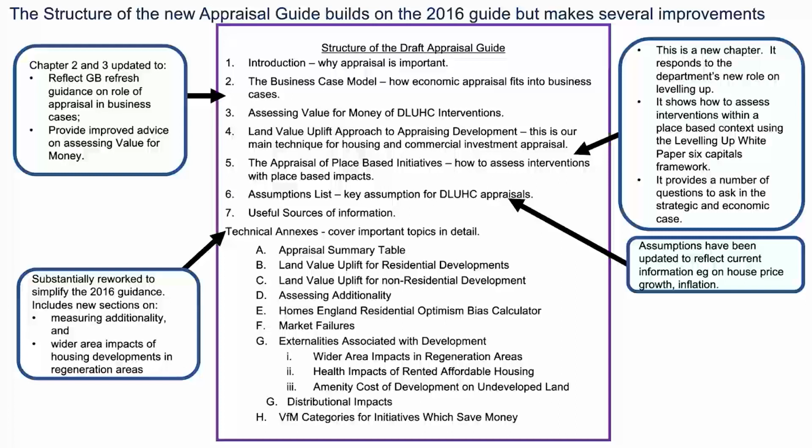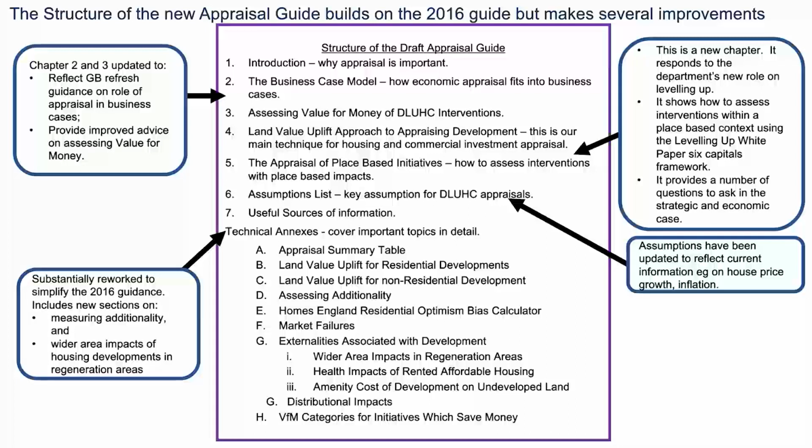more detail, in particular land value uplift, and we also talk about assessing additionality and optimism bias and market failures, which are particularly important in regeneration areas, and we give some examples of how to assess those market failures, particularly externalities, using research that Homes England has carried out. So that's the structure of the guide.